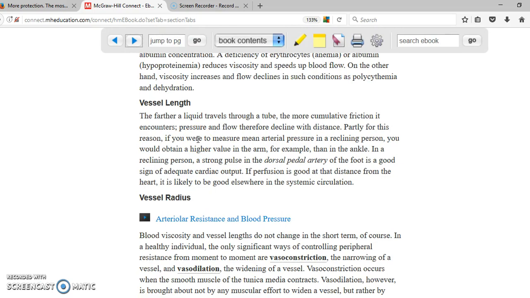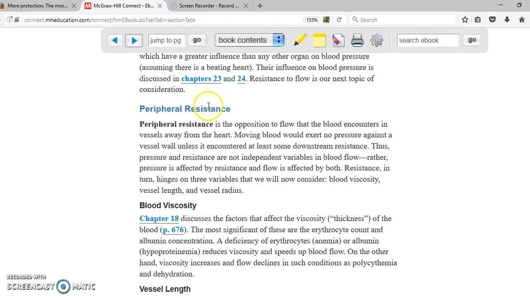Vessel length is also a very important concept. If you have a small tube from your faucet to your sink, the water will flow. But what happens if you have a long tube from your faucet to 10 miles away? Then obviously the water from your faucet will not even come out. Why? Because it's a very long tube. The longer the tube, the less flow you're going to have; the shorter it is, the more flow you're going to have. So therefore, the vessel length also affects your peripheral resistance.